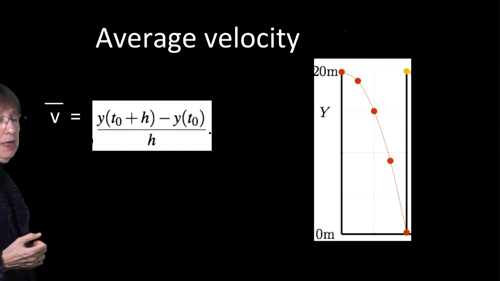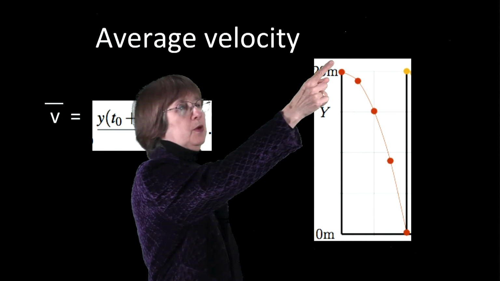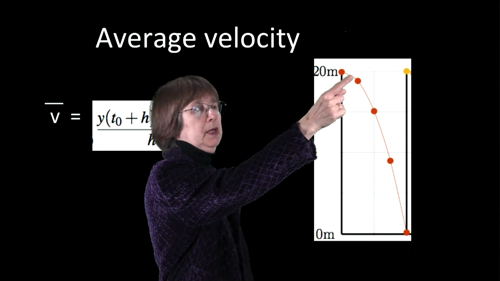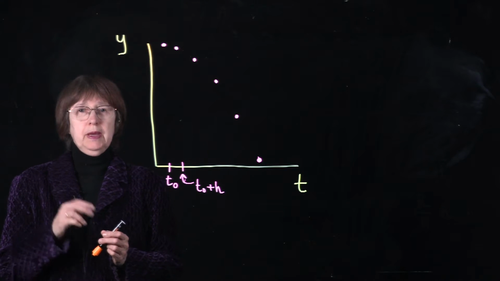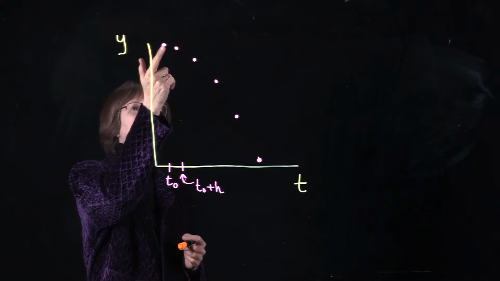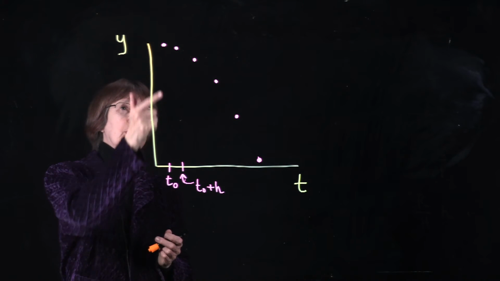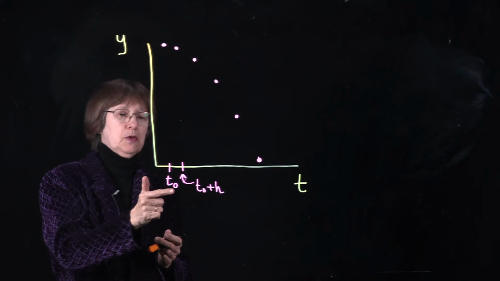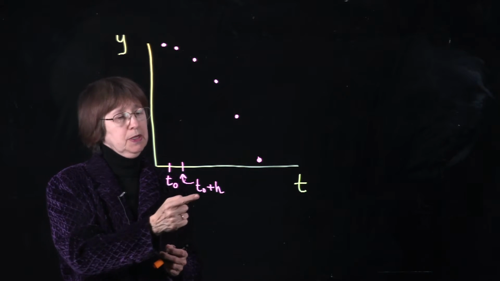The average velocity shown here in the formula is really nothing but the rise over the run between two successive points on the graph. Let's take a closer look at what we mean by average velocity. Let's look at two successive points on that graph. One of them is a measurement that was taken at time t0. Another one is a measurement that was taken a little bit later at time t0 plus h.